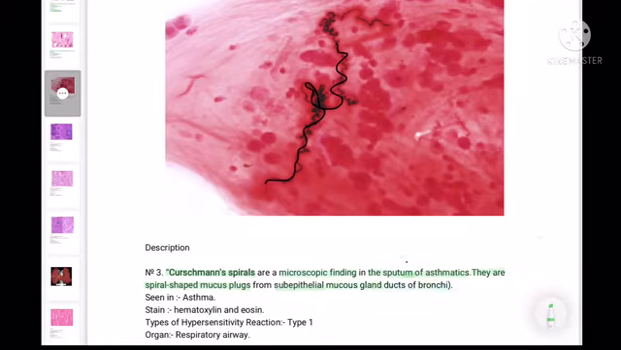So sometimes because of inflammation, because of coughing, there will be shedding of the subepithelial mucus glands along with the mucus plug, and they shed into the lumen and they mix with the sputum, and in the sputum we can find such spirals. This is again a feature of asthma, which is the type 1 hypersensitivity reaction.